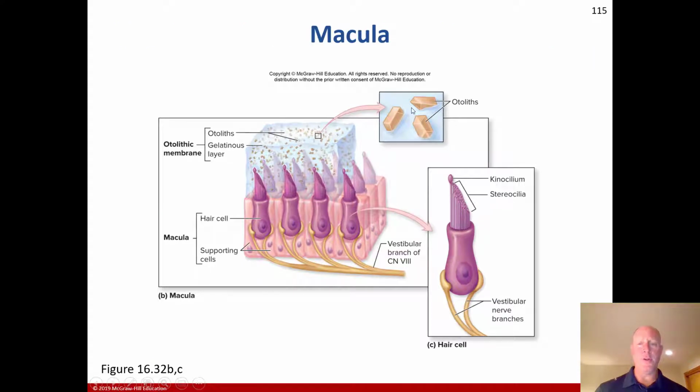It's just a little deeper look at the macula here: the otolithic membrane, otoliths here, our gelatinous layer, and a closer look here at the otoliths themselves. Here's our hair cell, our supporting cells, part of the macula. Here's our vestibular branch of CN8. And then we can see a closer look here at the hair cell, vestibular nerve branches, and the stereocilia and the kinocilium.